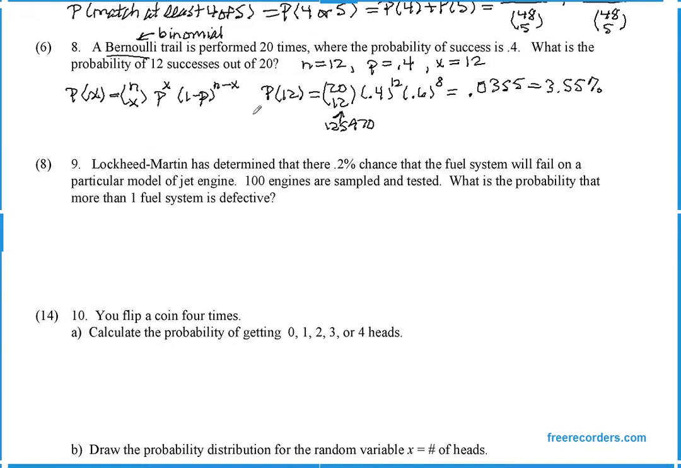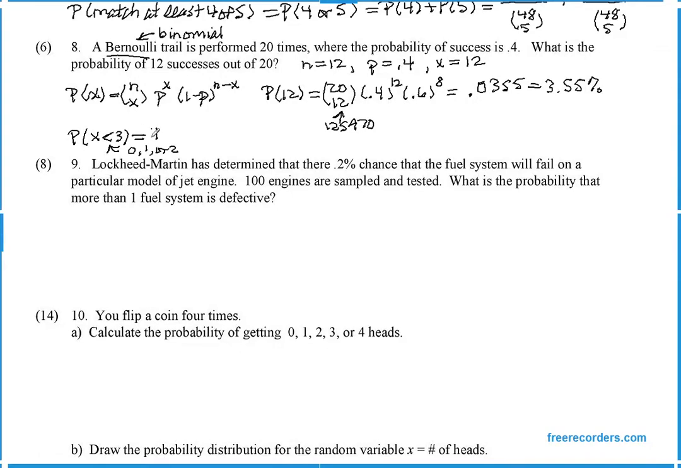Now, this is a probability for just one value of the variable. I also want you to know how to find the probability for more than one value of the variable. So for example, I could ask here, for this same problem, what is the probability of less than 3 successes? So that's saying the probability that x is less than 3. Well, there's 3 ways that you can be less than 3. If you're less than 3, you can be either 0 or 1 or 2.